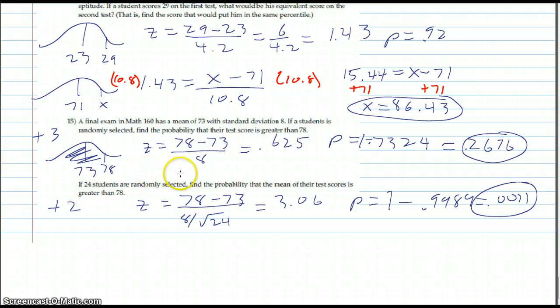And then what's the probability that the average for a group of 24 would be better than that. If you do that, you have to divide by the square root of 24, which gives you 3.06 standard deviations. And the area to the right of that is very small, 1 minus 0.9989, so about 0.0011 chance that the class average would be greater than 78.